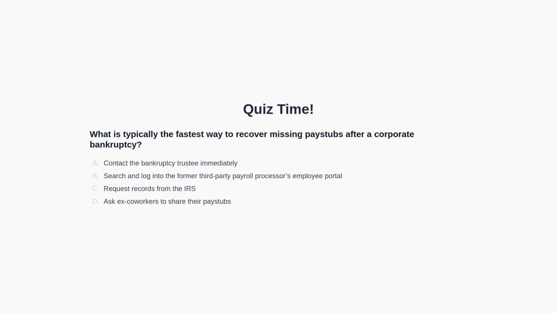Quiz time. The question is, what is typically the fastest way to recover missing pay stubs after a corporate bankruptcy? The options are: 1. Contact the bankruptcy trustee immediately. 2. Search and log into the former third-party payroll processor's employee portal. 3. Request records from the IRS. 4. Ask ex-coworkers to share their pay stubs.